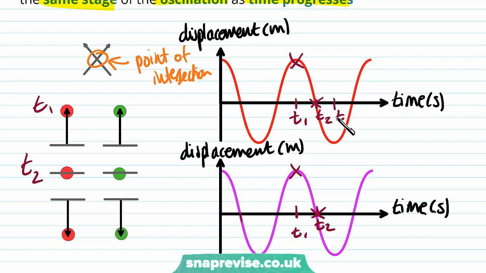Now let's look at what happens at a time t3, which is here. We're considering these 2 points here, and we can see at a time t3, both points are at a maximum negative displacement. So we can clearly see that as time is progressing here, at this point of intersection, both waves are oscillating in phase. And that's because they're at the same stage in their oscillation at the same time.